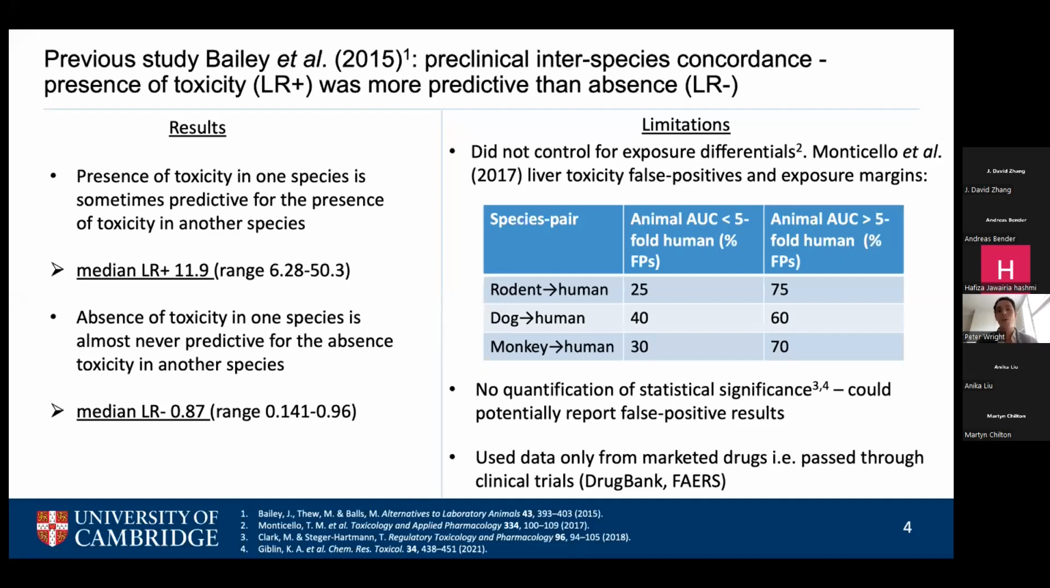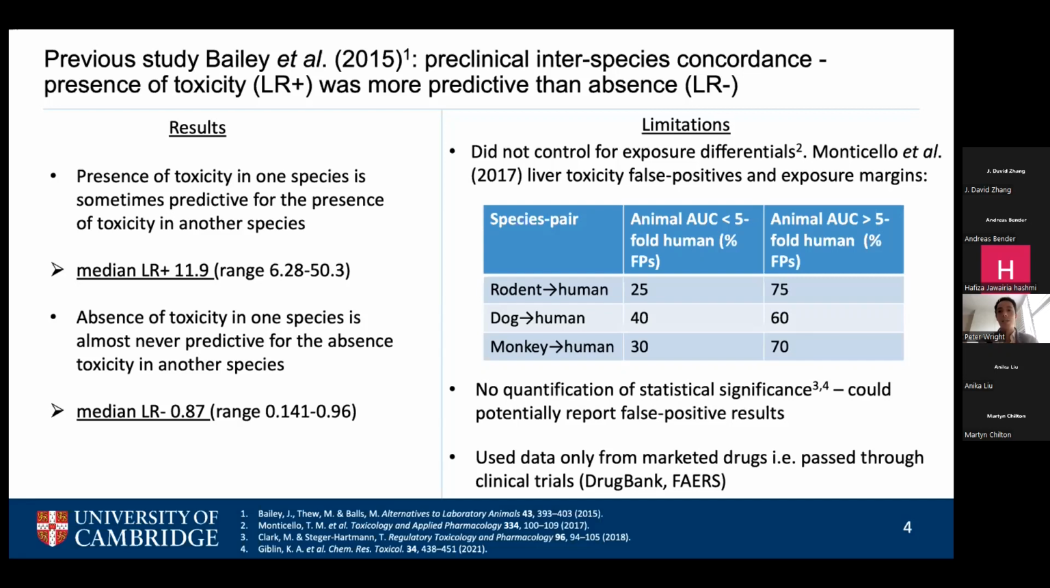Such an effect has been shown in the study by Monticello in 2017, where they analyzed liver toxicity false positive signals between preclinical animal species and humans. And they found that when exposure differentials were greater than 5, most of the false positives resulted in those cases. So rodent liver toxicity predicting human liver toxicity. In general, most false positives occurred when the rodents had a far greater exposure, which generally occurs in preclinical toxicity testing. You test much higher exposures. And the same was seen for dog and monkey.